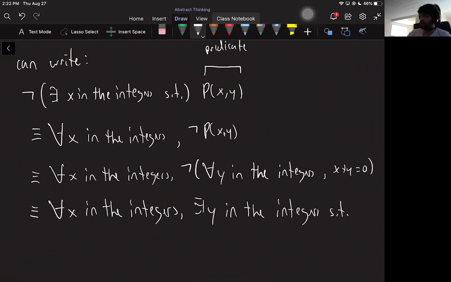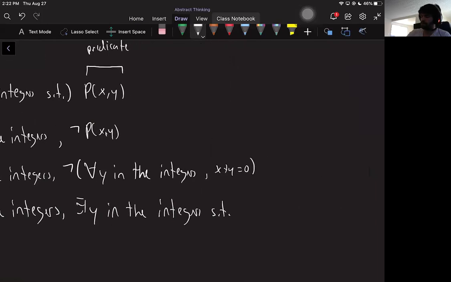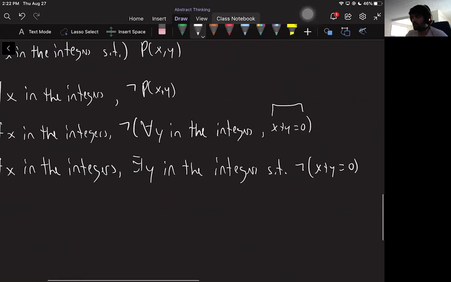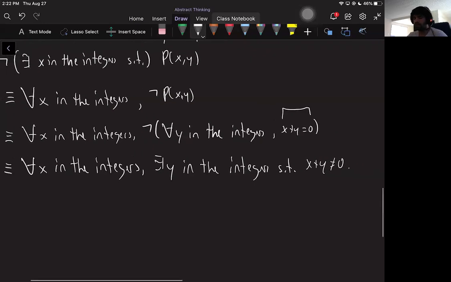And then this guy gets negated. So what's the negation of x plus y equaling 0? That's just that x plus y doesn't equal 0. So I'm not going to rewrite the whole thing. Let me just say that x plus y does not equal 0. Okay, so here's the complete negated statement.